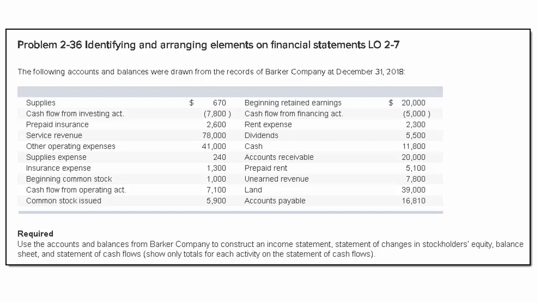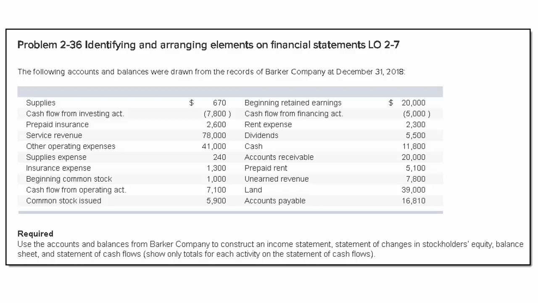Okay, let's take a look at problem 2-36. This one is involved with identifying and arranging elements on a financial statement. So it gives us the following accounts and balances from the records of Barker Company at the end of the year for 2018. Okay, so we have a number of account balances, or you can think of them as perhaps line item balances, or maybe they're transactions that impacted the company.